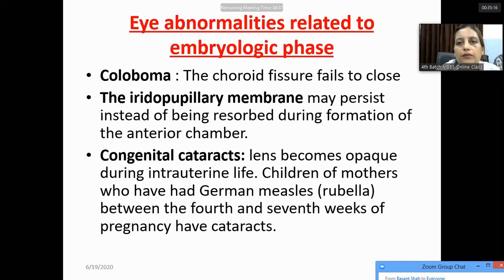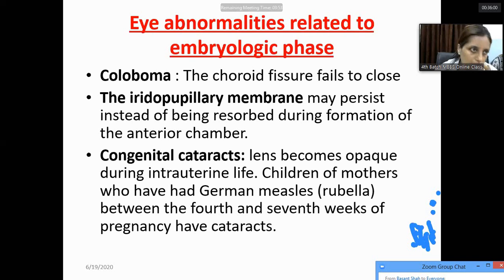So some of the abnormalities which we have discussed through this embryology. Coloboma is a fissure, and we can start with lid coloboma and iris coloboma. When the choroidal fissure fails to close, it forms a coloboma. The iridopupillary membrane may persist instead of being reabsorbed during the formation of the anterior chamber. Congenital cataract is when the lens becomes opaque during intrauterine life, like children of mothers who have had German measles, that is rubella, between the 4th and 7th week of pregnancy, who have cataract.